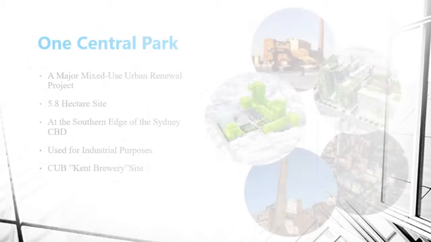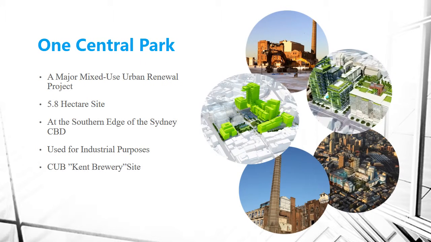Moreover, Central Park is a major mixed-use urban renewal project in Sydney, Australia, which occupies a 5.8-hectare site at the southern edge of the Sydney CBD. The site was formerly used for industrial purposes as the Carlton and United Brewery's Kent Brewery site.